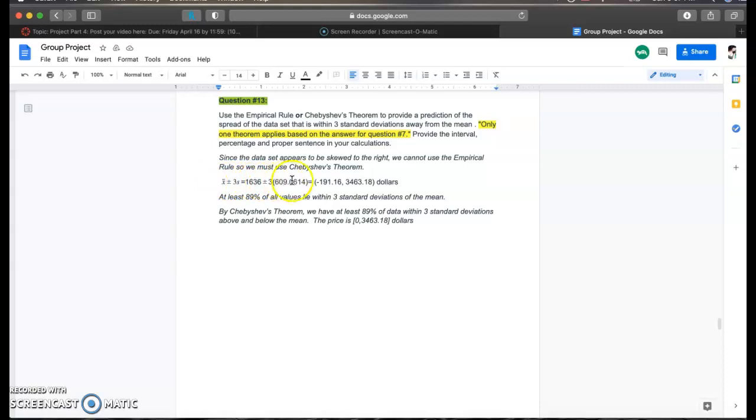We plugged our numbers into the equation and got negative $191.16 and $3,463.18. By Chebyshev's theorem, we have at least 89% of the data within 3 standard deviations above and below the mean. Our final answer came out to be $0 to $3,463.18. The professor made an annotation that because we were dealing in terms of dollars, we couldn't use negative values, and so the smallest value we could use with dollars was 0.